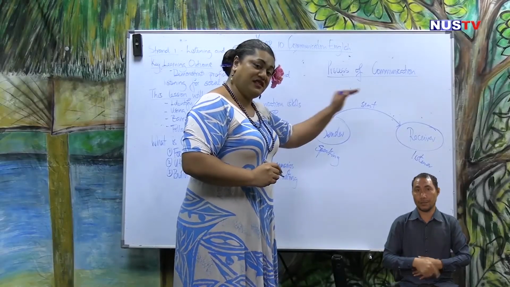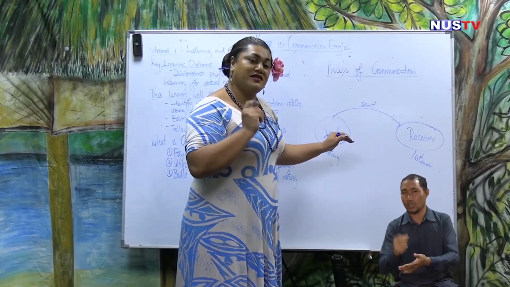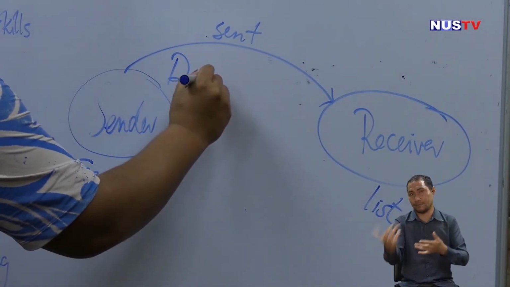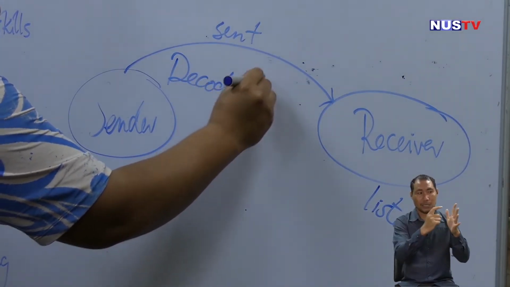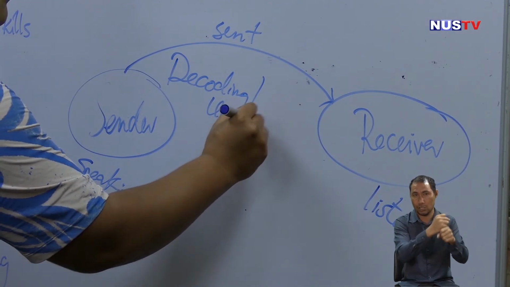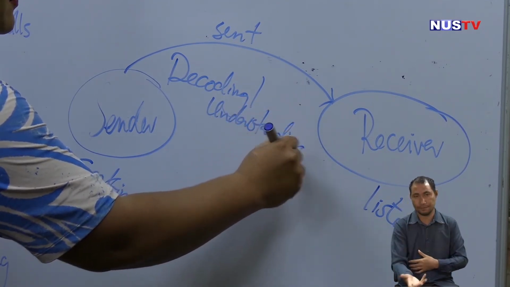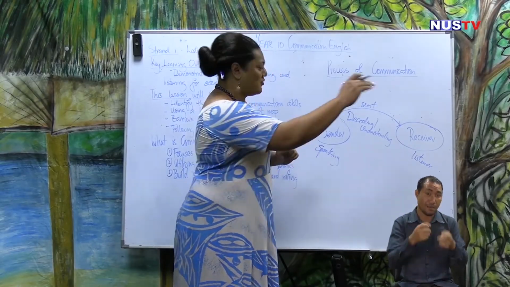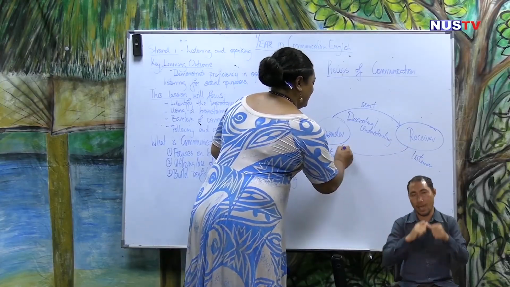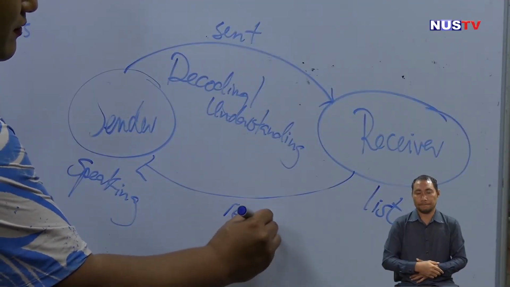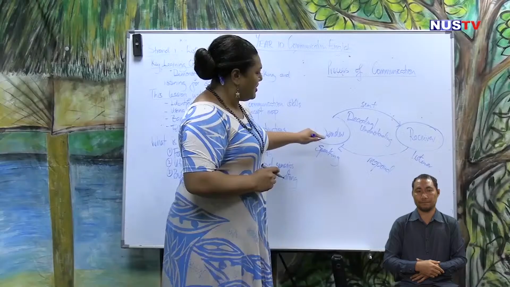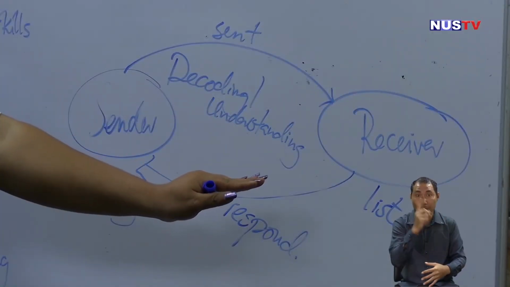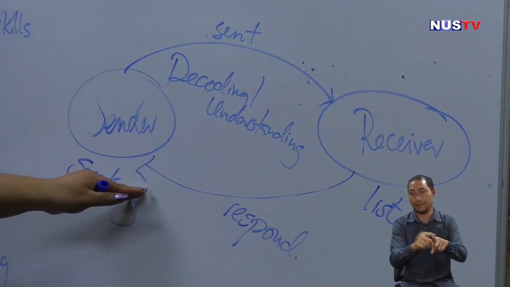The person that is receiving the message needs to understand the message that you have sent. So inside, there is a decoding part, or understanding the message. Once you understand the message, and then you respond. So now you can see the connection between the sender of the message and the receiver of the message in order for them to respond.